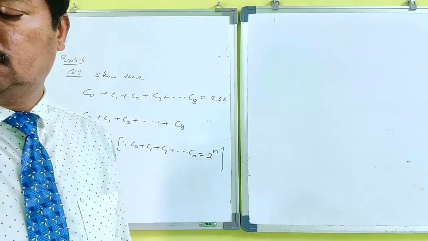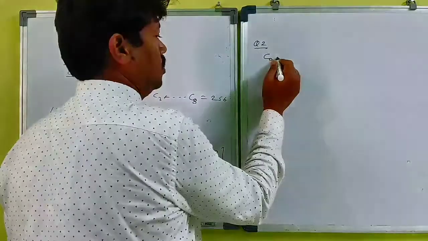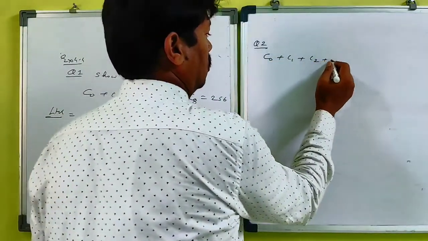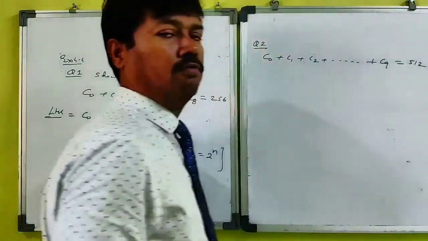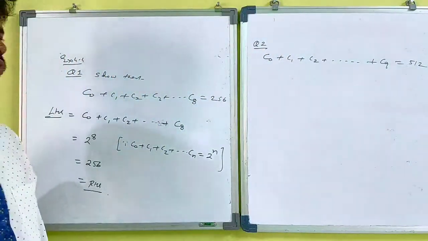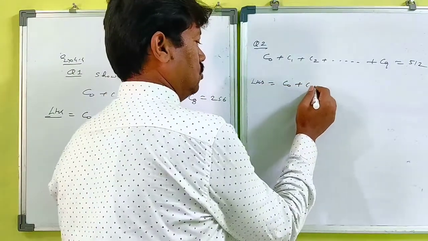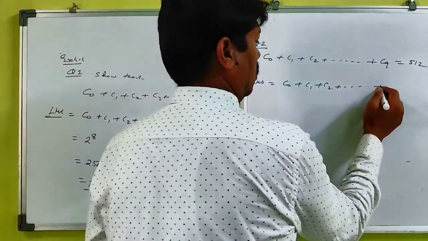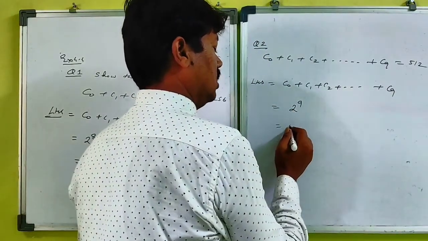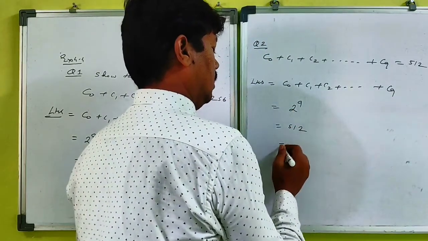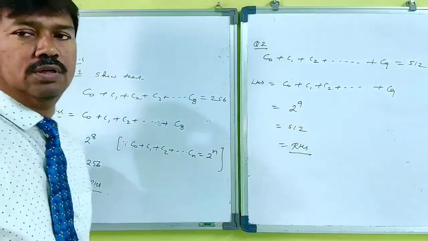Similarly, next, question number 2: C0 + C1 + C2 up to C9 is equal to 512. This you have to prove. So we can say LHS is equal to C0 + C1 + C2 up to C9. Same way, it is 2 raised to 9, so it is 512. That's the right answer. So it's very easy to prove.